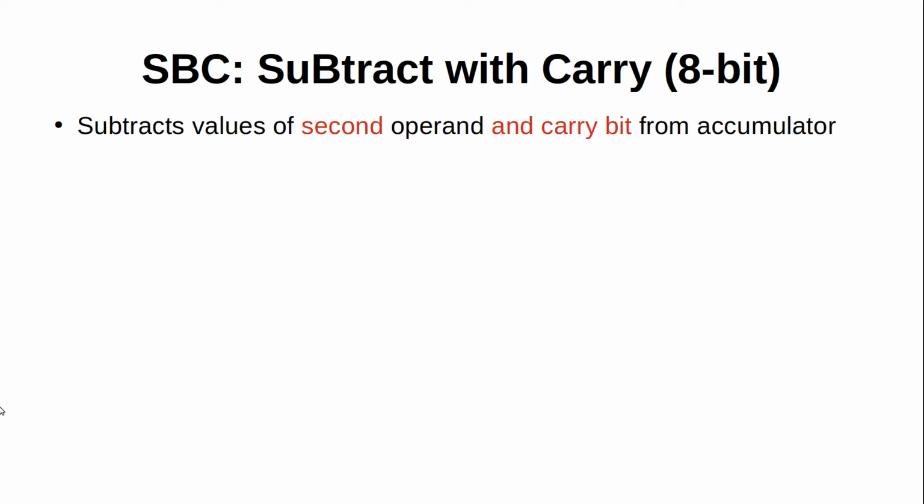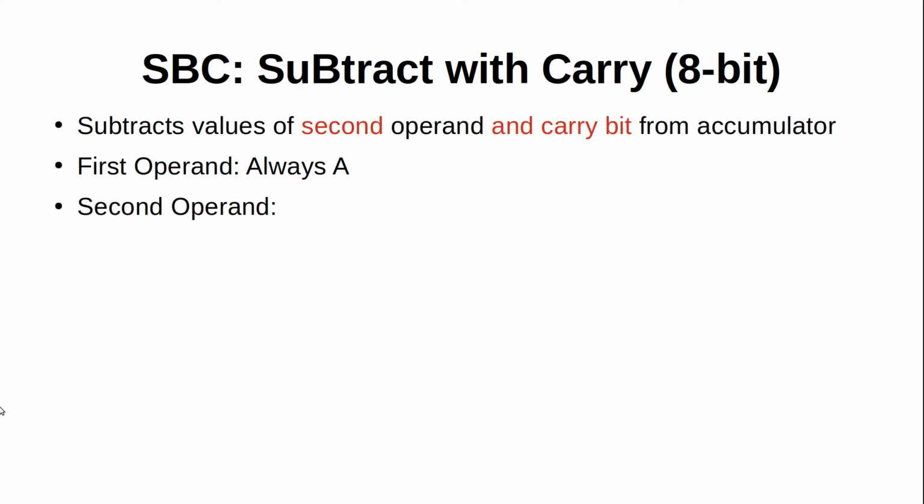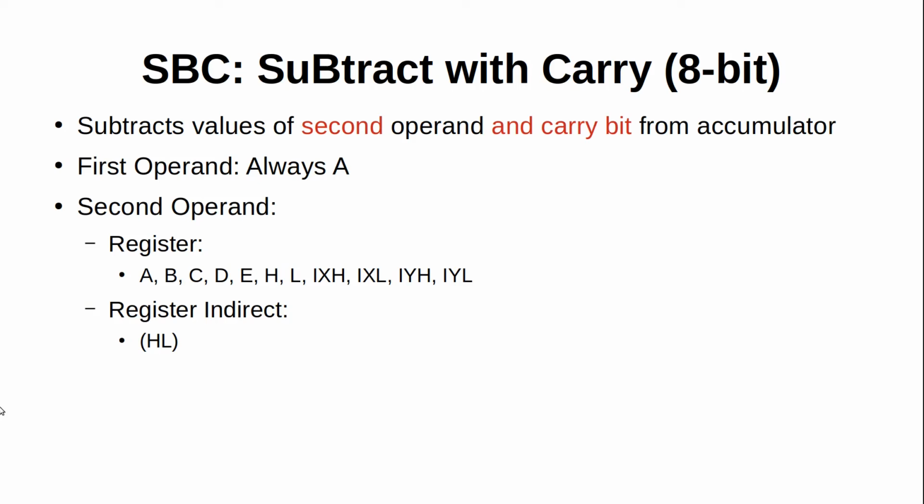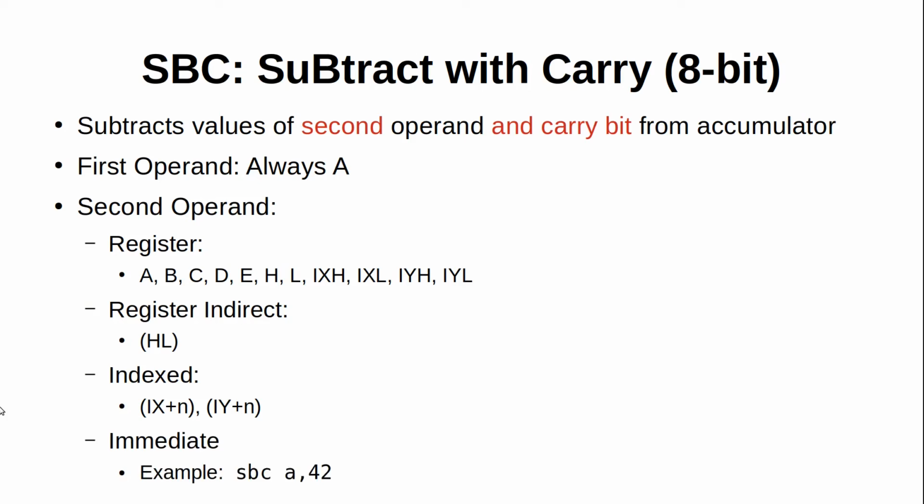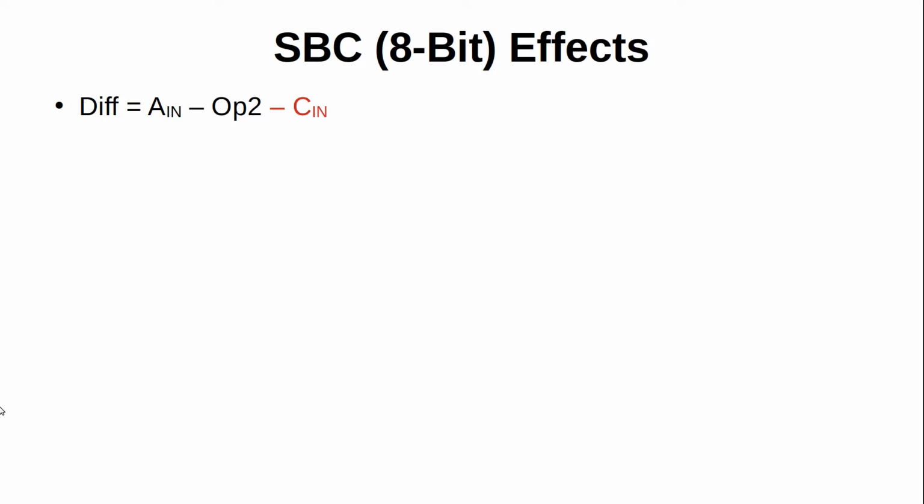Unlike sub, SBC can be used for both 8-bit and 16-bit subtraction, so you will need to specify A as the first operand for 8-bit use. The second operand will contain the value to subtract from A, and it can use all the same addressing modes as the sub operand. It can be any general-purpose 8-bit register, a byte in memory whose address is in HL, a byte in memory at an offset from the address in one of the index registers, or just an immediate 8-bit value. For SBC, the difference calculated is the value in A minus the value of the second operand minus the value of the C bit.